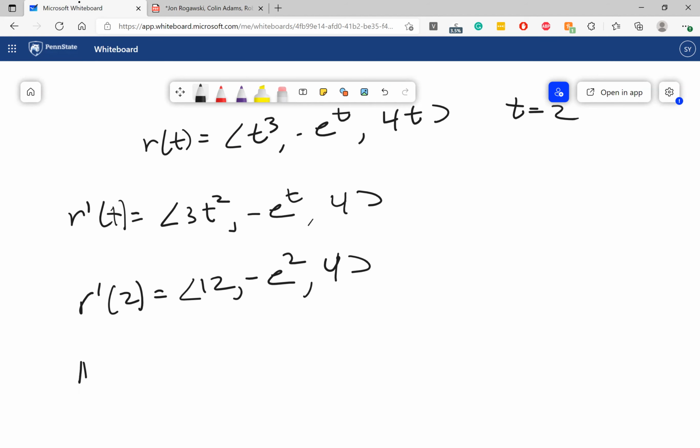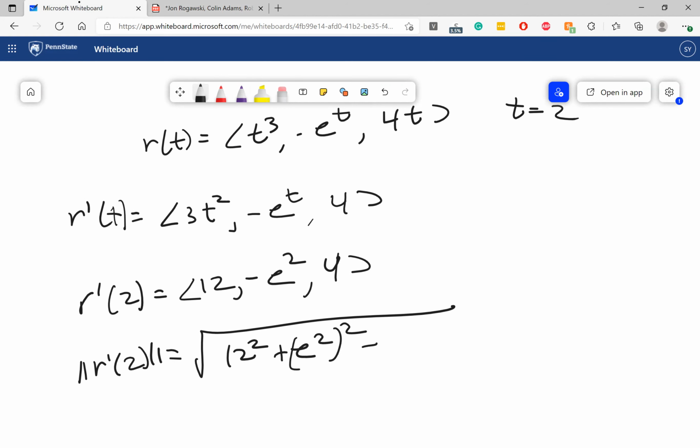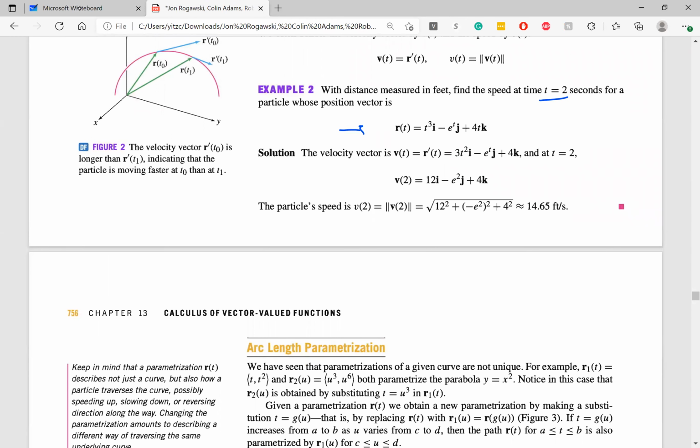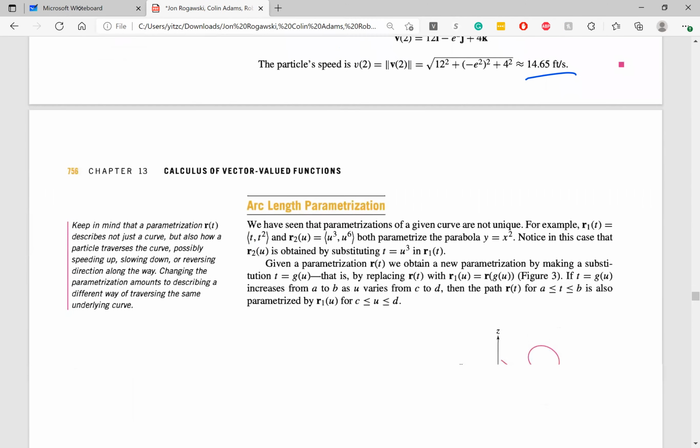And then we take the magnitude of r prime of 2, and that gives us the square root of 12 squared plus e to the 2 squared plus 4 squared. And whatever that number is, that is your velocity at time 2 for that given position vector. Any questions about this? Okay. And they tell us that it's 14.6 feet per second.